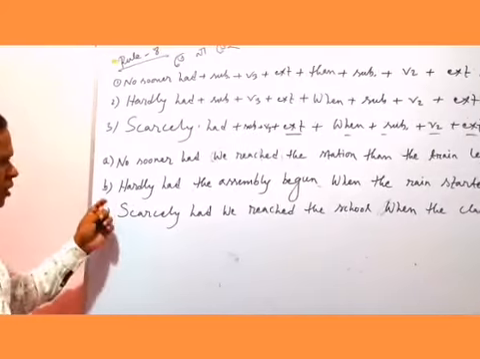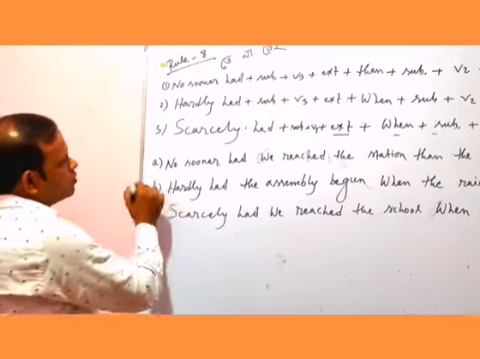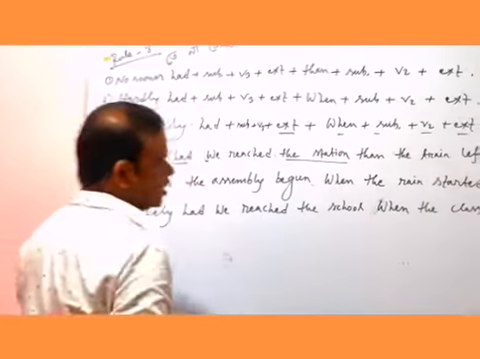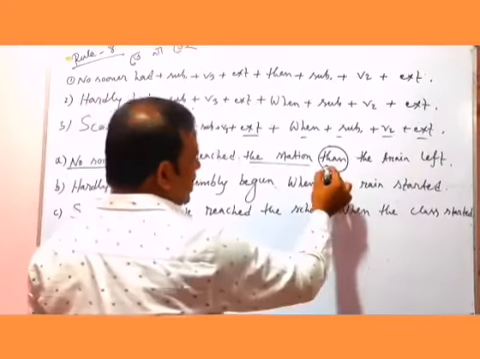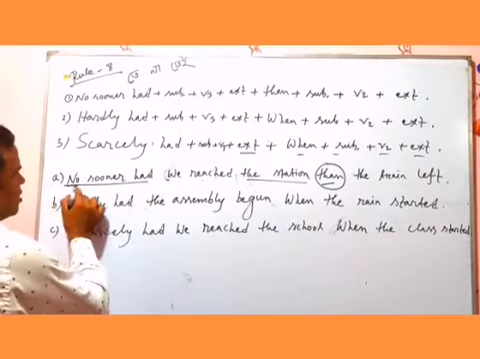I have written 3 examples based on these rules. First one, no sooner had we reached the station. Here I have written then because then is followed by no sooner had.